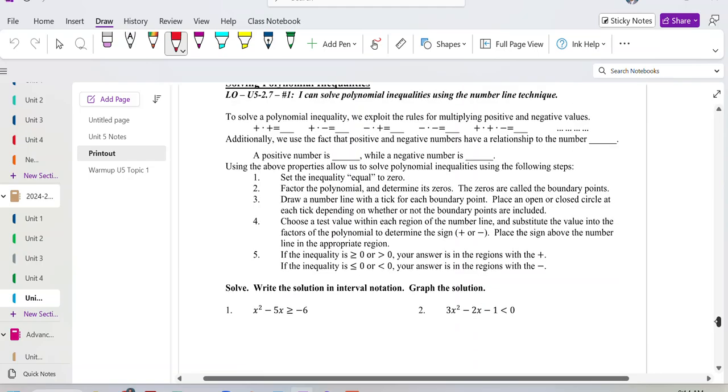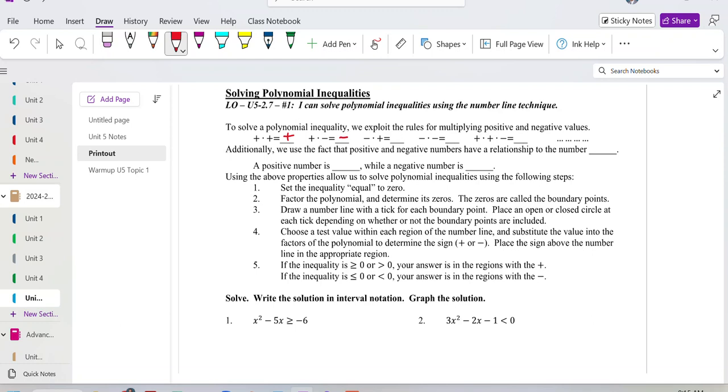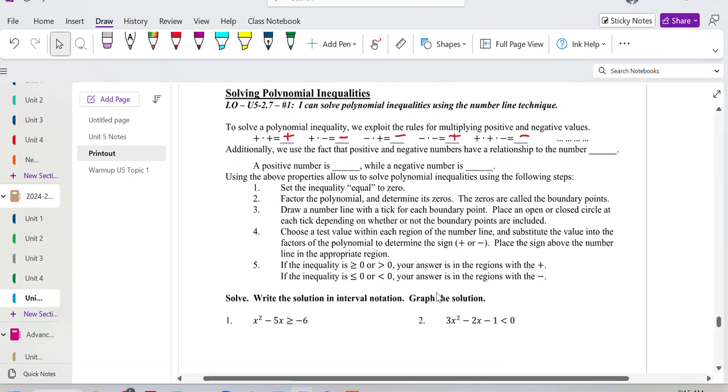So, a couple things. In order to solve a polynomial inequality, we'll exploit the rules for multiplying positive and negative values. Notice that if you multiply two positives, it gives you a positive. Multiplying a positive and a negative gives you a negative. Negative and positive gives you a negative. Negative and negative gives you a positive. Positive times negative is negative, and so on. So you have to keep that in mind as we do this.